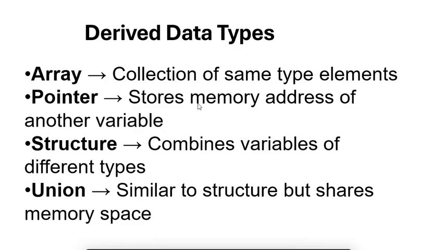And pointer, it stores the memory address of another variable. It means I can point to some other variable using this pointer. This is what we use in the C data types. And structure, it combines the variables of different types. And union, similar to structure but shares the memory space. Here the structure and union data types are the custom data types. It will create the custom data types.